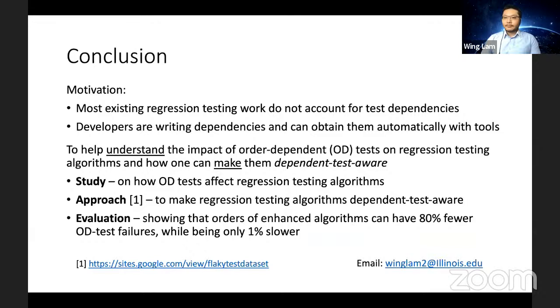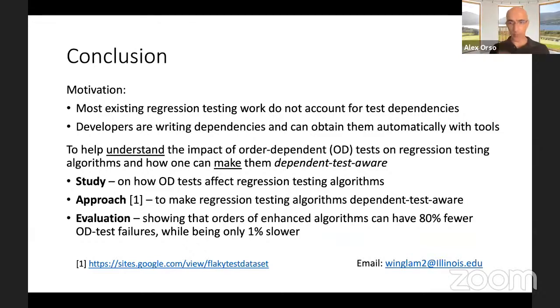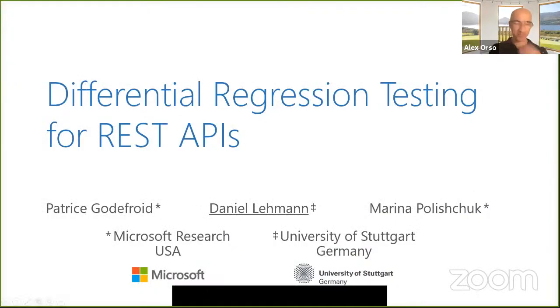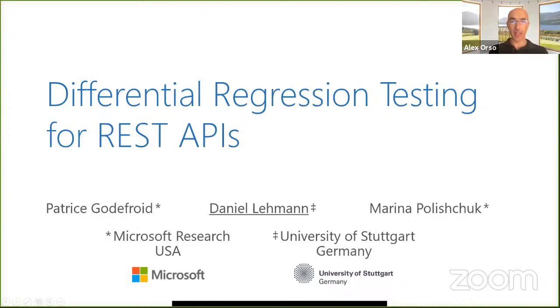Okay, so I guess we are out of time, so I'm not going to ask you the last question, but it's written, and if you don't mind responding on Slack, you can take it. There is the question by Lingmin Zhang. Okay, thank you. We thank you for the talk. Virtual applause, and we move to the second talk. And I want to remind the audience that you can post your questions on Slack on the channel for this specific session. Okay, the second talk is Differential Regression Testing for REST APIs by Patrice Gaufroy, Daniel Lehmann, and Marina Polishuk. And Daniel is going to give the talk.